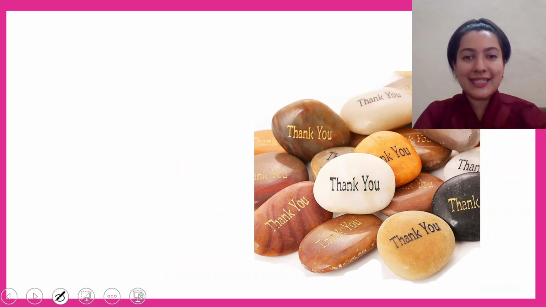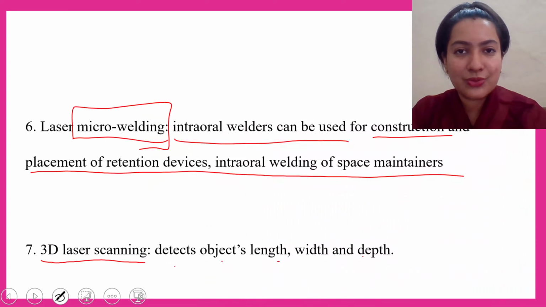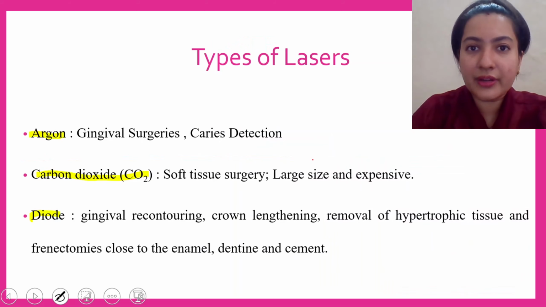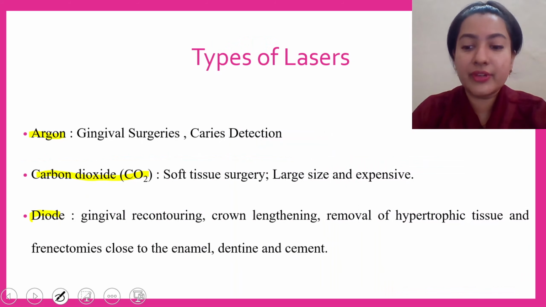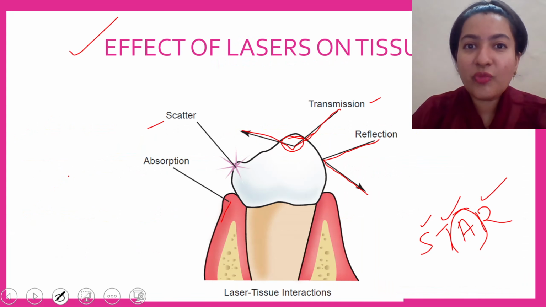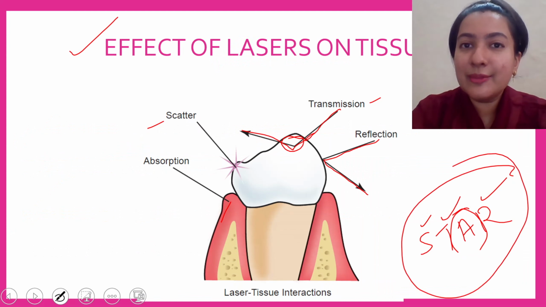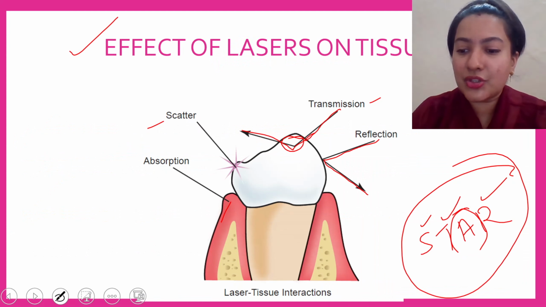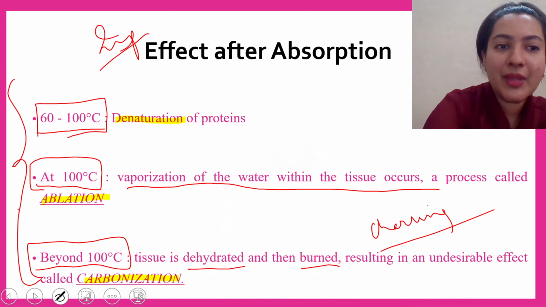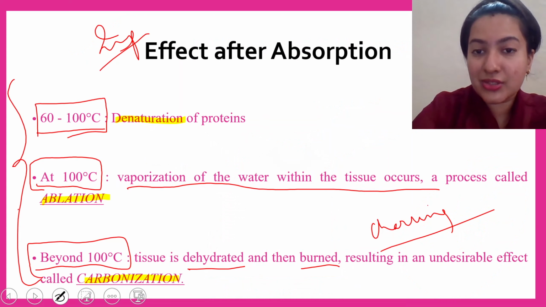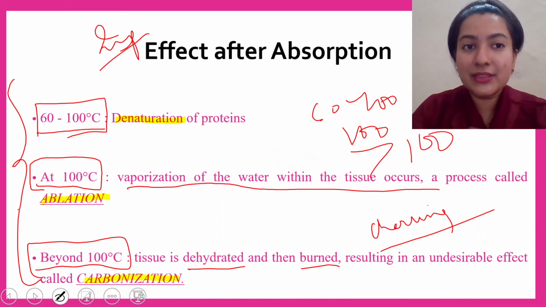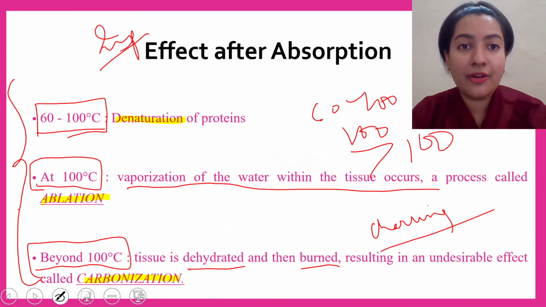Okay, so yes, this was all about lasers for you people, students. You saw the full form of laser, very important. Next, types of lasers. We saw what the different 5 types of lasers are. Most commonly used lasers are these two. Moving on, we saw this mnemonic STAR, which is the effect of laser on the tissues. And once my laser gets absorbed, there are these 3 things occurring. Okay, so these are the slots, more than 100 degrees. Okay, so these are the slots, and what are the effects which occur after absorption.